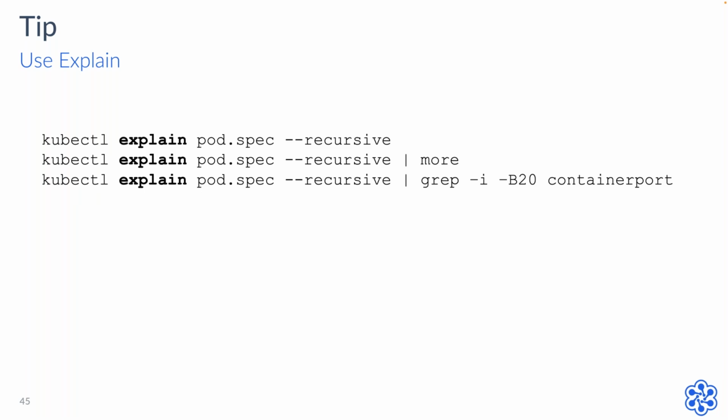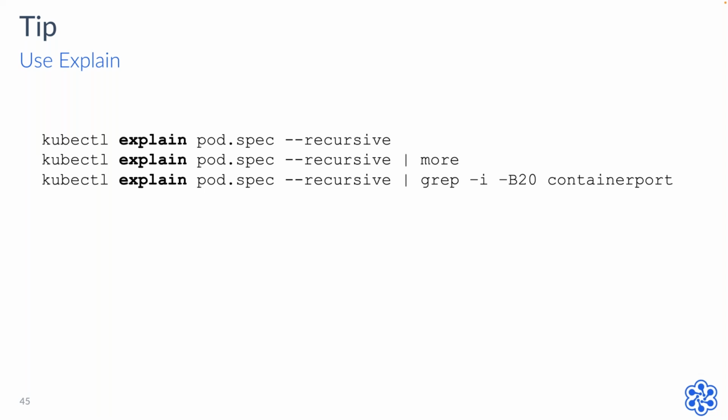Another sometimes useful tip is to use the --recursive parameter on explain. What this will do is dump out all of the fields recursively from the starting position. So in the first one shown here, we're doing kubectl explain pod.spec --recursive. So when you run this command, you would see all of the fields below pod.spec all the way down to the leaf level.